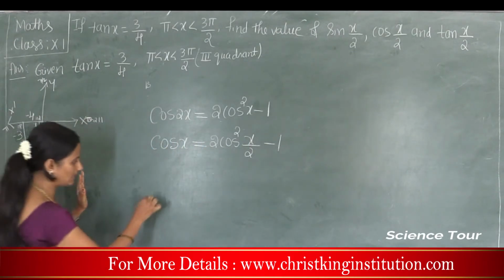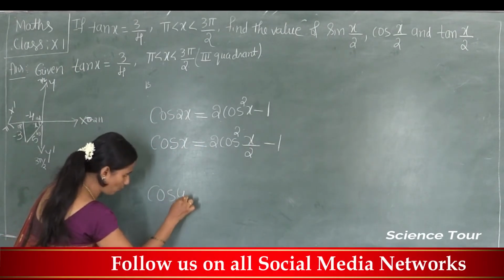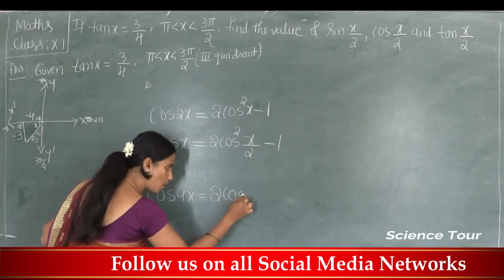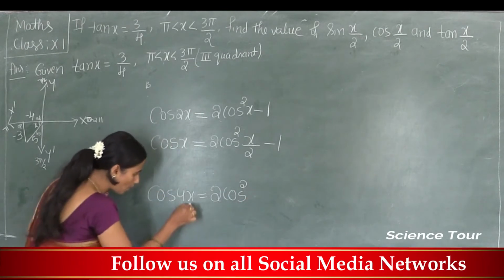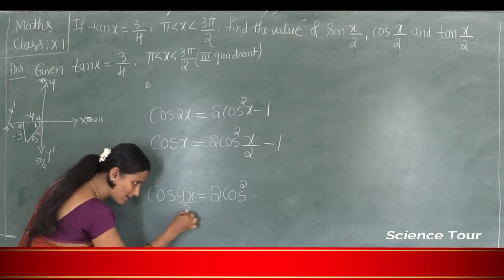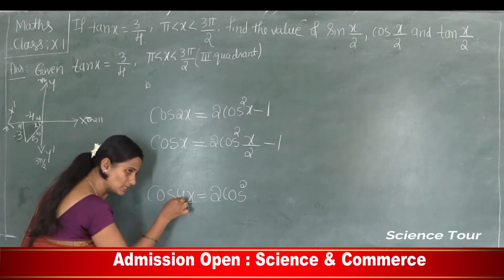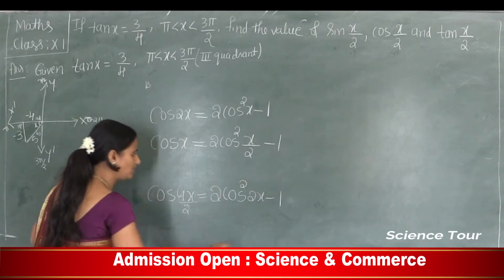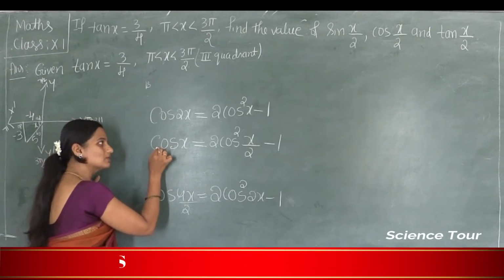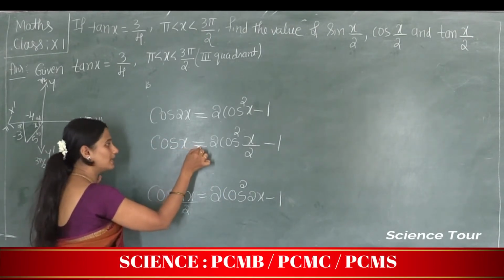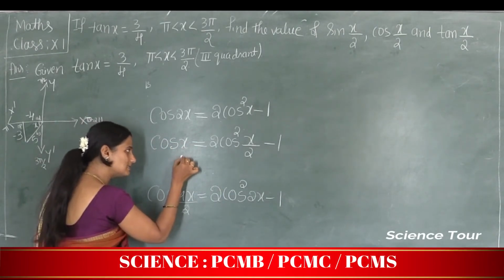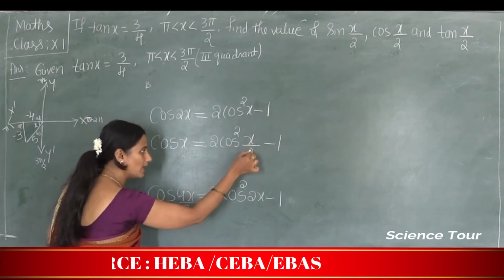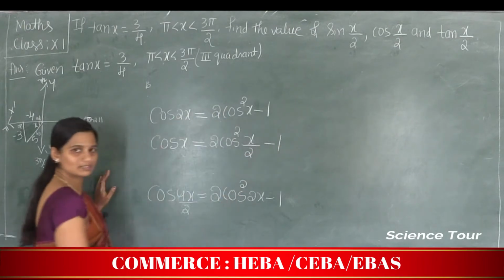Understood this? See again. Cos 4x can be written as 2 cos square x minus 1, where x is this 4x divided by 2. Two ones are two, two twos are four, right? So that I am writing as 2x minus 1. Similarly, by this cos x, how to write? So for this, x divided by 2 means it is 2 cos square x by 2 minus 1.